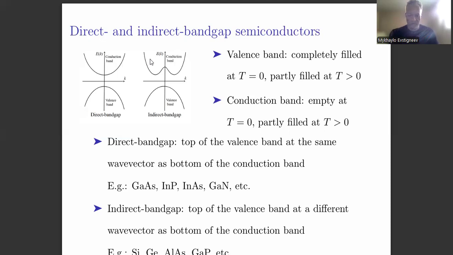Examples of the direct bandgap semiconductors are gallium arsenide, which I have already mentioned, but also other materials like indium arsenide. Here they are. Indirect bandgap semiconductors are, of course, silicon, the most important semiconductor of all for our practical purposes, and germanium, aluminum arsenide, gallium phosphide. Good.